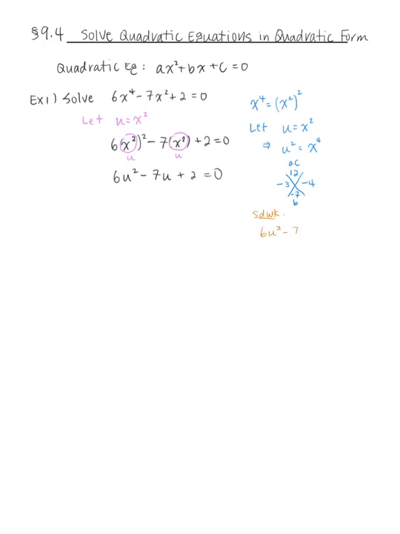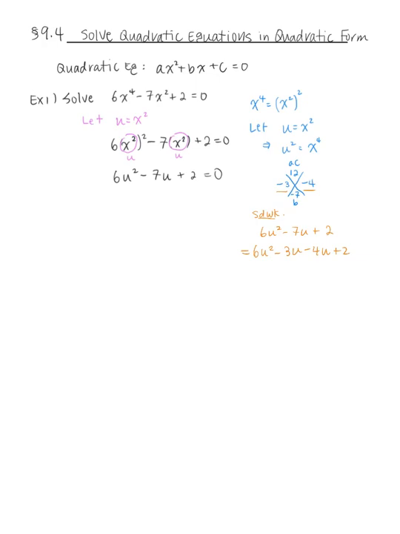6u squared minus 7u plus 2 equals 0. Or actually, let me just factor this. All right, so then we're going to have to rewrite this as 6u squared and then minus 3u and then minus 4u and then plus 2. I forgot the equal sign.